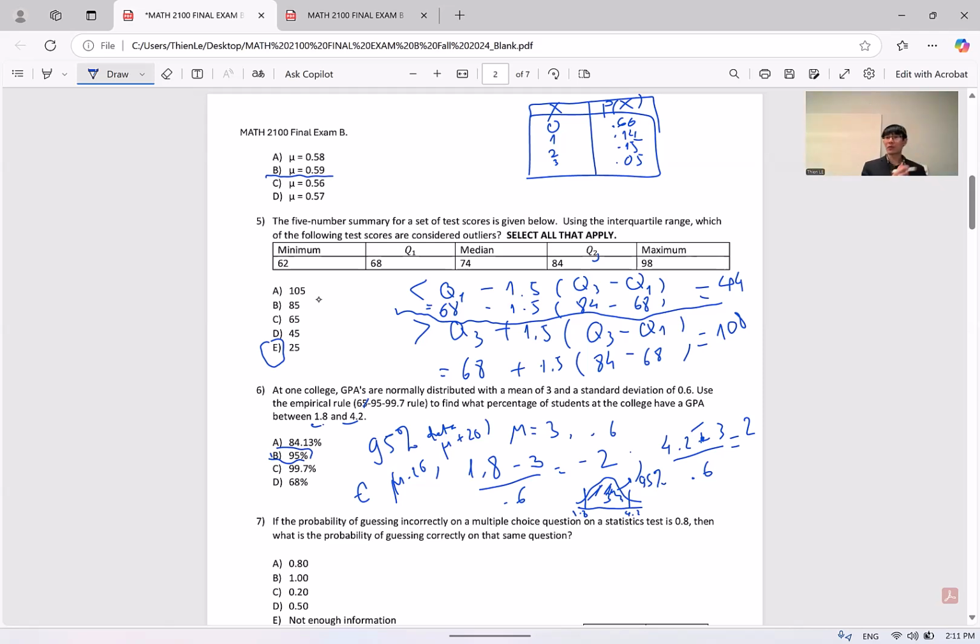So basically for this type of question, you just calculate the z score for the lower bound and upper bound. You should be able to see that, right?